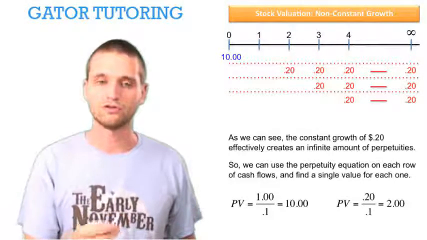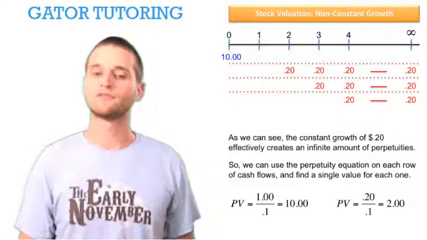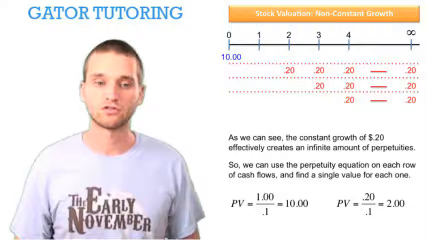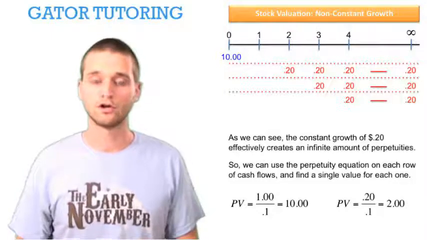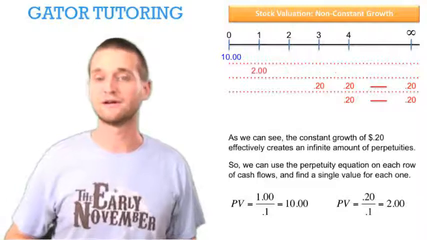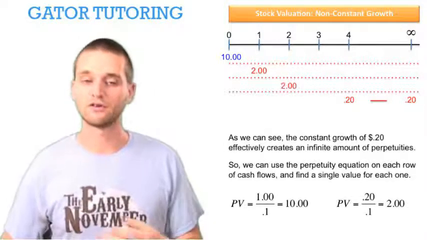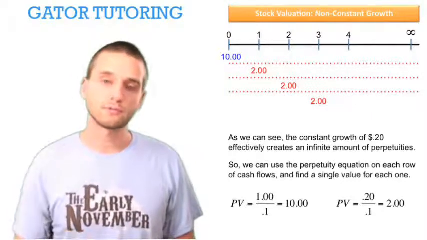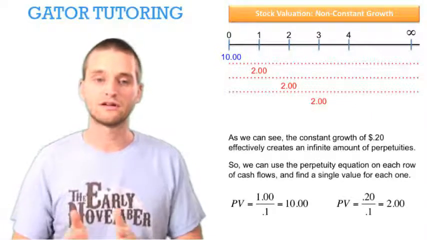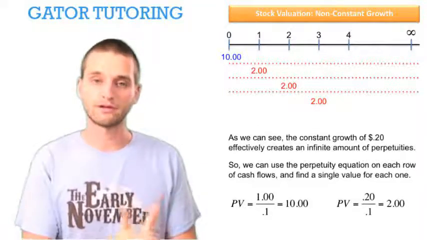And so when we do the equation, the 20 cents divided by the 10% discount rate, we see the present value is $2. So this first row of cash flows, whose cash flow starts in year 2, we're going to get that $2 evaluated in year 1. And the third row, we're going to get it evaluated in year 2, and so on and so forth. So all those perpetuities basically sum up to these $2 present values in these different periods.